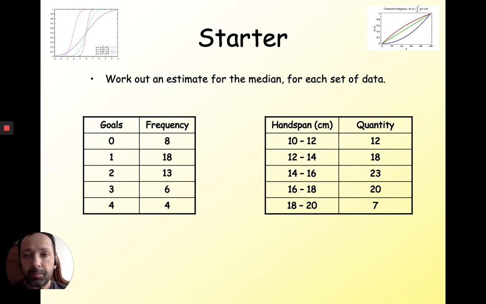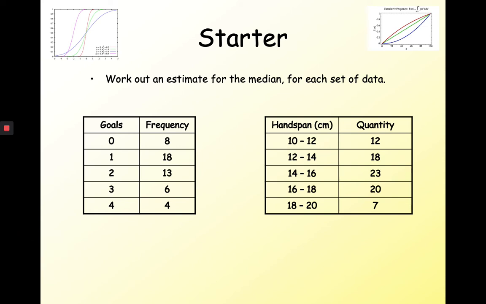So for example, two starters right here, I've got the working out the estimate for the median of each set of data. Remember the median being the middle. Correct. Right, so let's have a look. Goals 0, 1, 2, 3, 4, and the frequency. Now, just looking at that without working out anything, which one do you think would be in the middle? I think it would be 2. I'm not sure, but I think it looks to be about 2 because 8 and 18 and 30 and 6 and 4. Maybe it'd be 1 or 2.